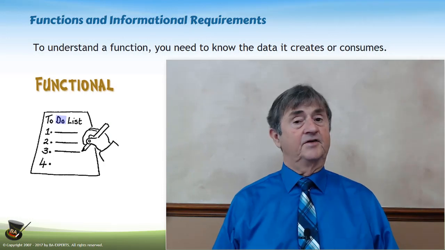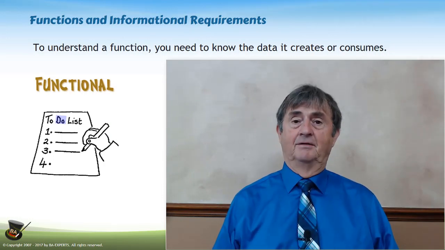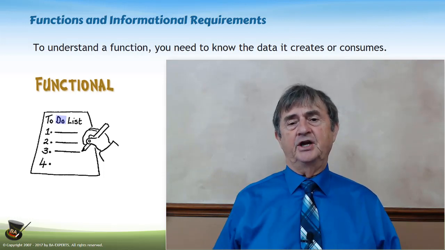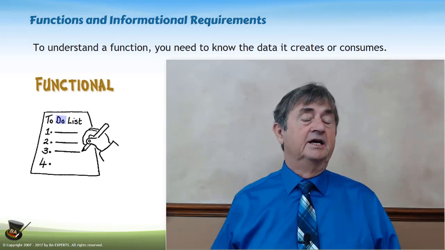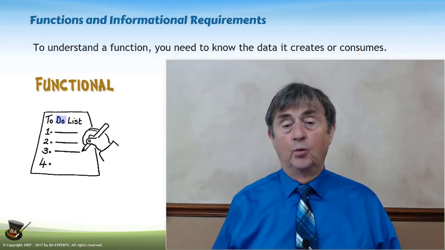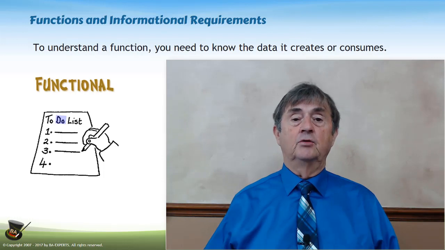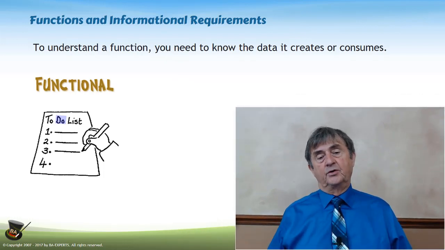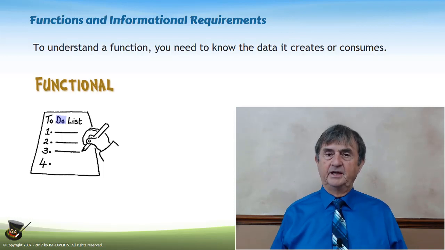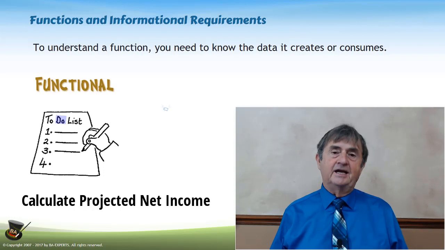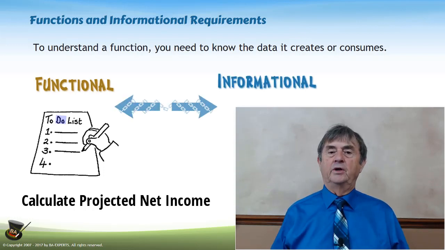Data is to functions like food is to people. Basically, if I've identified a function, I've identified something the application has to do, or, as I've said, something that people who are going to be using the application have to do with it. I've identified a functional requirement expressed in the active verb direct object format. Well, the direct object, whatever is being created, calculate projected net income, for example, is data. This is what we call informational requirements.